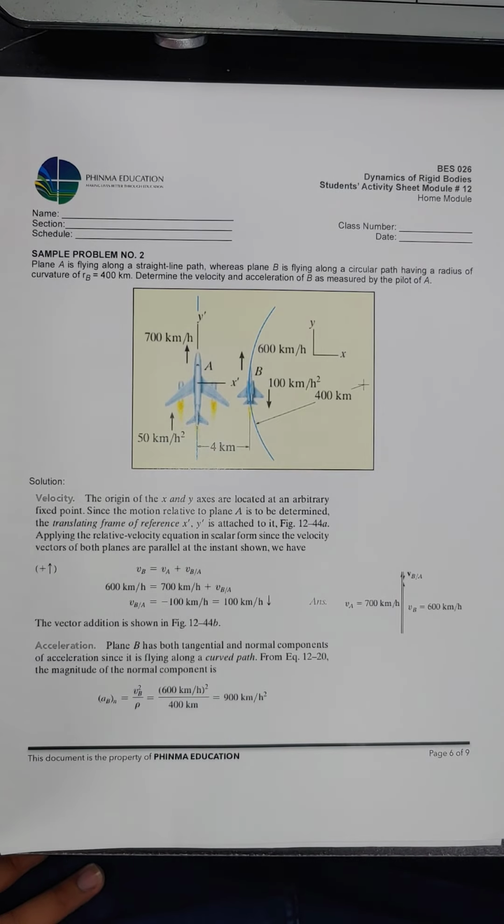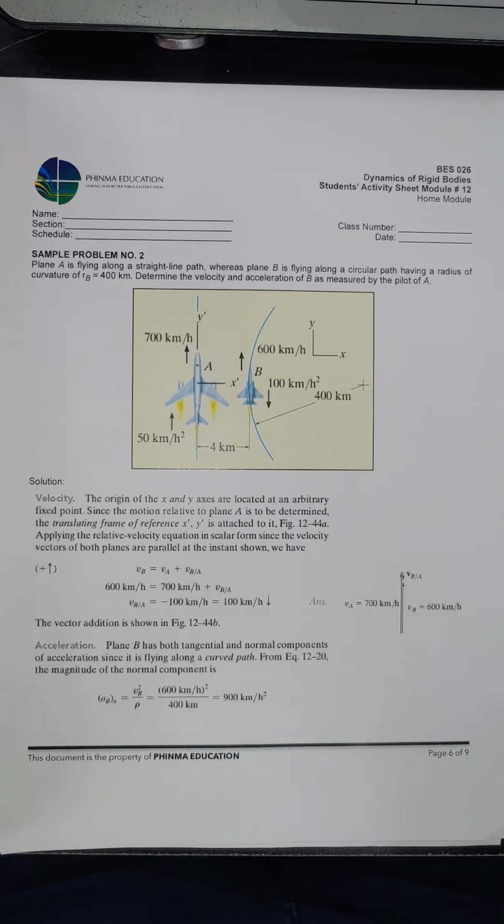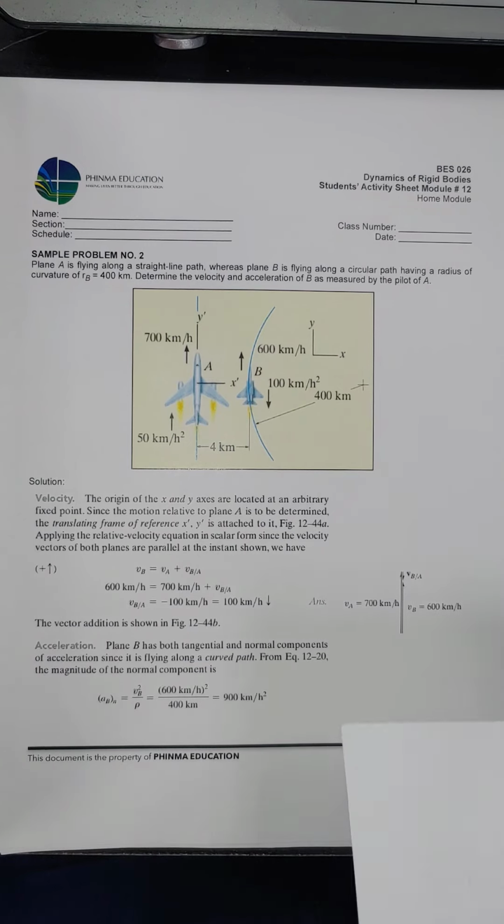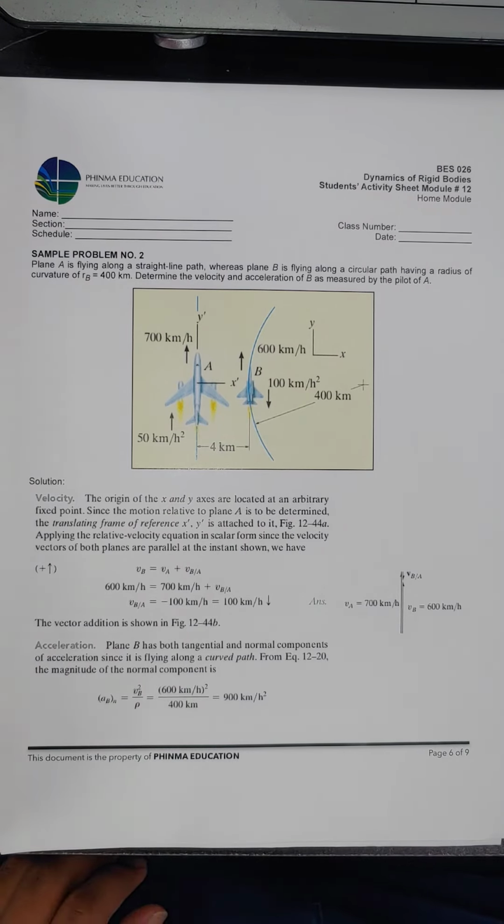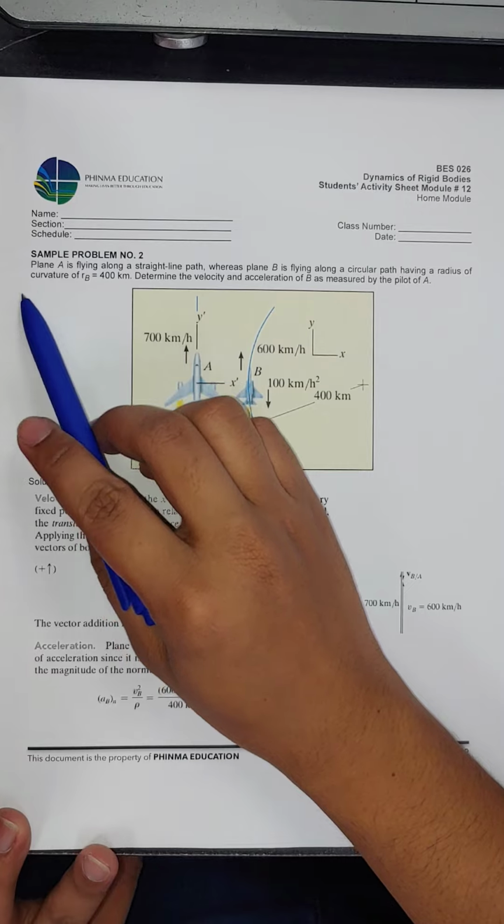Okay, we're already in our sample problem number 2 on our topic about the relative motion of two particles using translating axis. So here in this example, we have again two independent particles. In the previous module, we had two dependent particles; here we have two independent particles. So what we are solving is through translating axis. Okay? So we have here plane A and plane B.